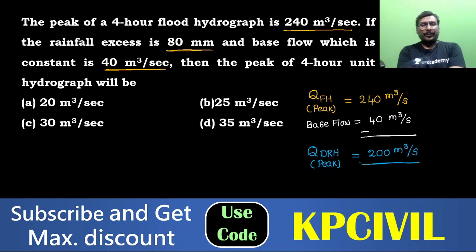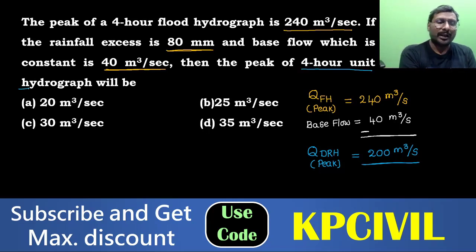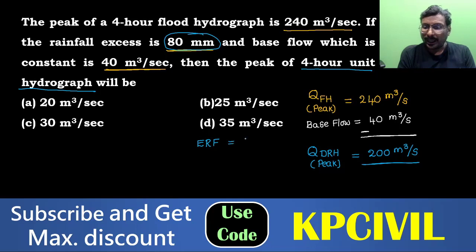What is the question? Do you need peak of direct runoff hydrograph or do you need a unit hydrograph? Question is given. Peak of 4-hour unit hydrograph required. And the effective rainfall 80 mm, I can take it 8 centimeter. We'll take it 8 centimeter.